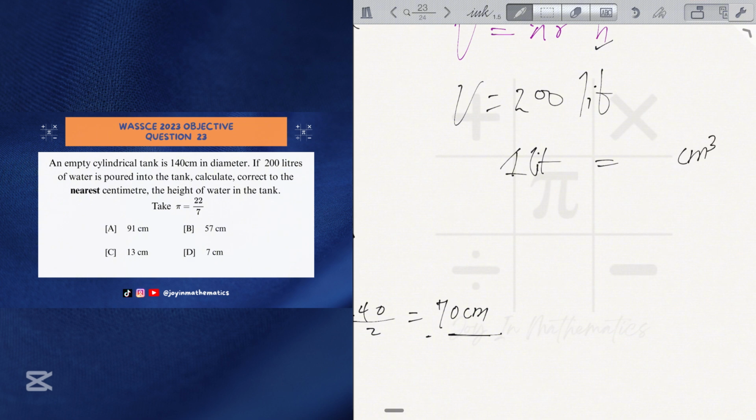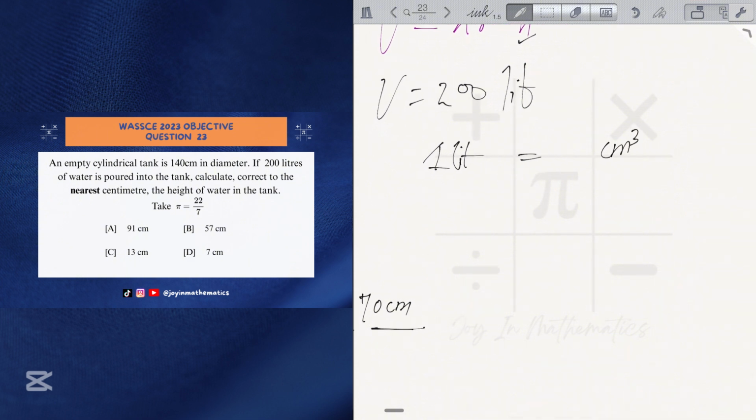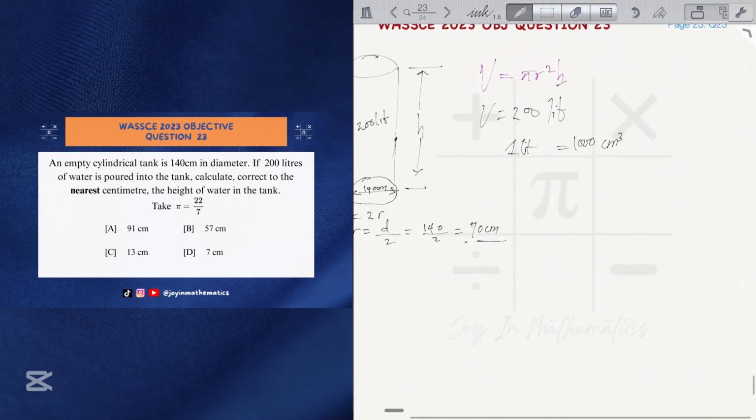So you remember our conversion while we were still in basic school or higher grades, we understand that 1 liter is equal to 1000 centimeters cube. So if the volume is 200 liters, then we can equate it to 200 multiplied by 1000 centimeter cube. So we have the volume to be equal to 200,000 centimeter cube. Simple as that.